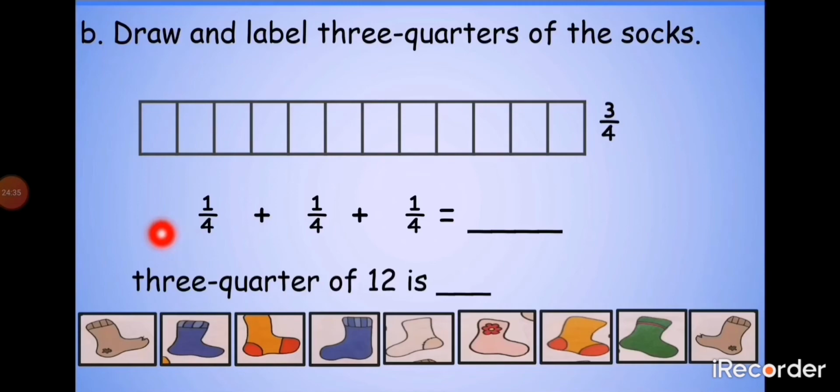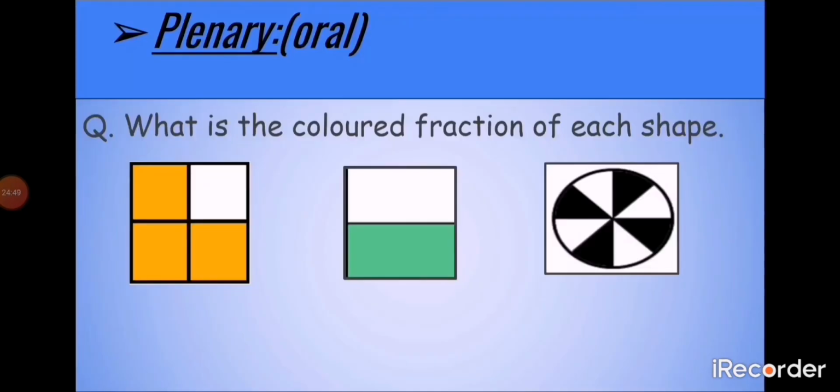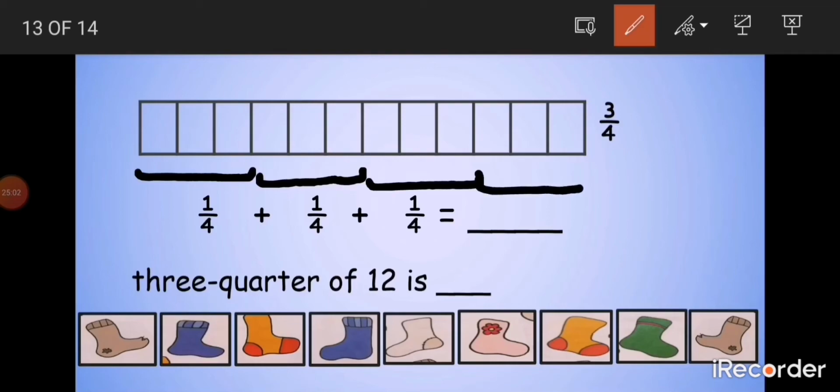Now count the 1 quarter we have done, and now we have to find the 3 quarters. So again we have to find the 3 quarters. What we could do: the 1 quarter of 12 is 3, we have done that here. Now we will turn into 3 parts. Count in threes. 1, 2, 3. Then 1, 2, 3. Then 1, 2, 3. Then 1, 2, 3.